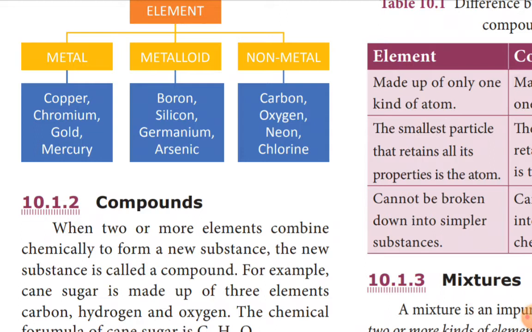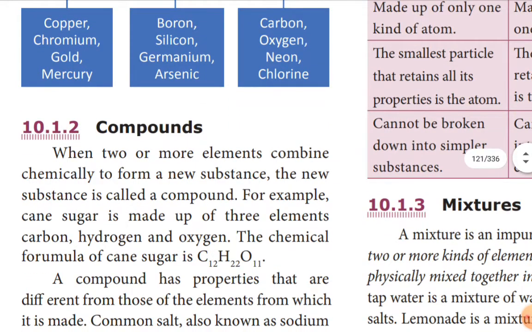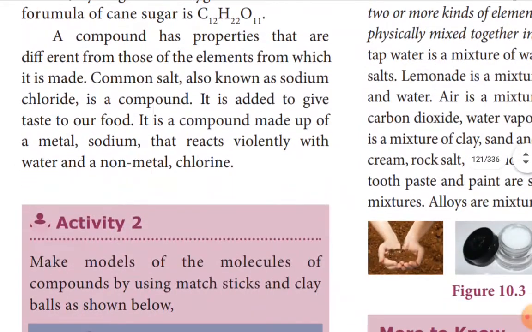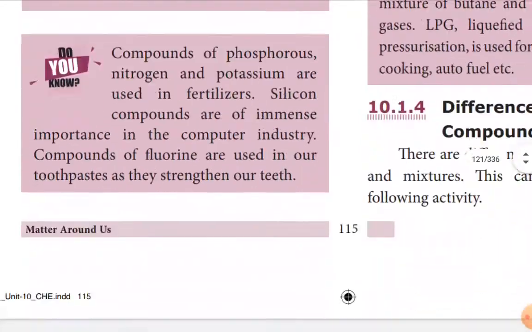Then what are compounds? Compounds are new substances formed by the combination of 2 or more elements. Example, cane sugar. Cane sugar contains carbon, hydrogen and oxygen. The formula is C12H22O11.